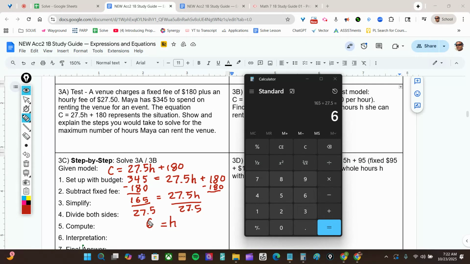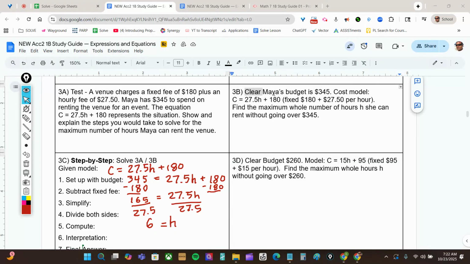All right, so Maya's budget is $345. Find the maximum number of whole hours she can rent. So she can rent for 6 hours max on that budget. Okay, so that's how you do that question.